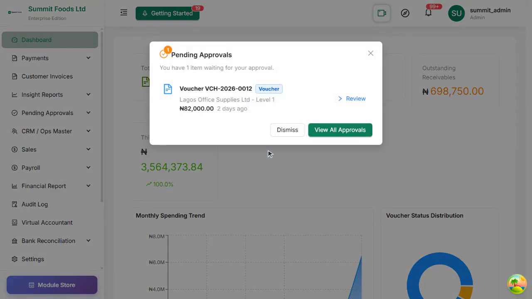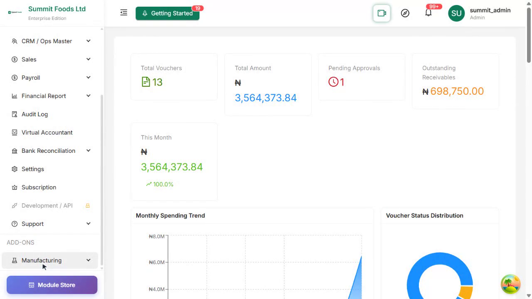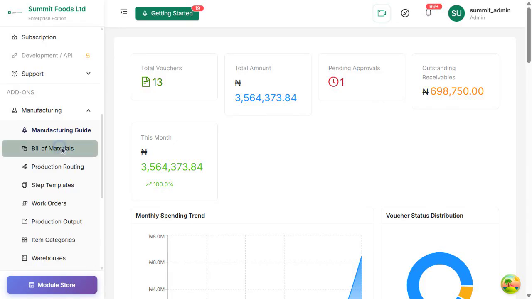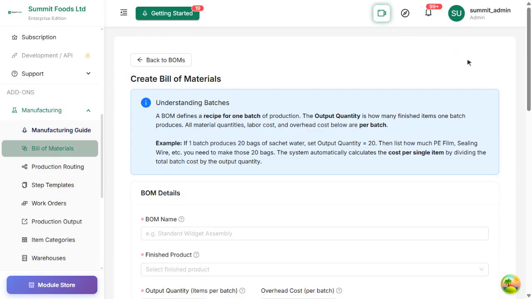The bill of materials is the recipe for a product, what goes into one batch, and what that batch costs. The cost has three parts: materials, labor, and overhead. The part people get wrong is labor, so we will do it properly. ZetaFisc can work out labor from your own staff's pay and from your contractors' hourly rates.